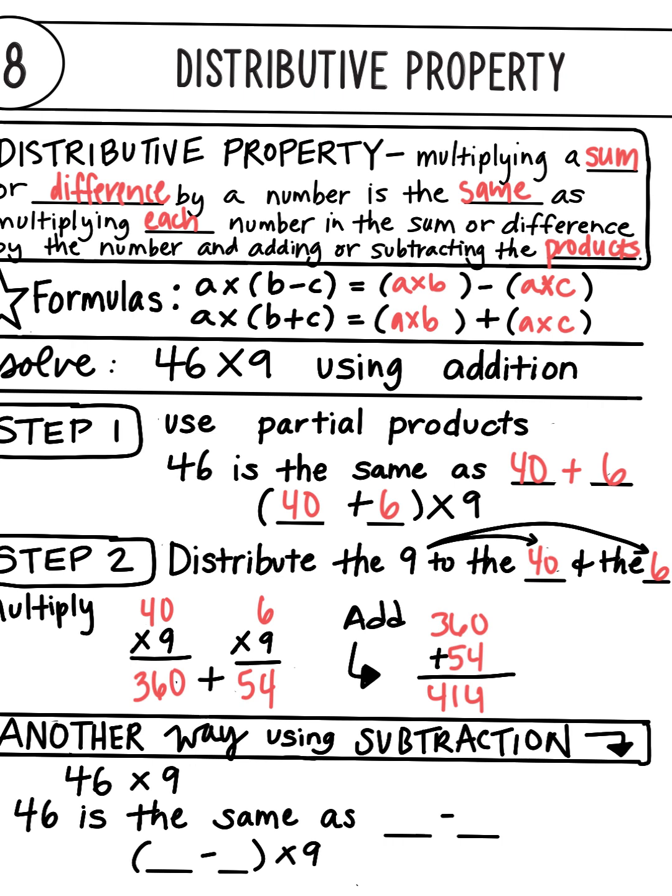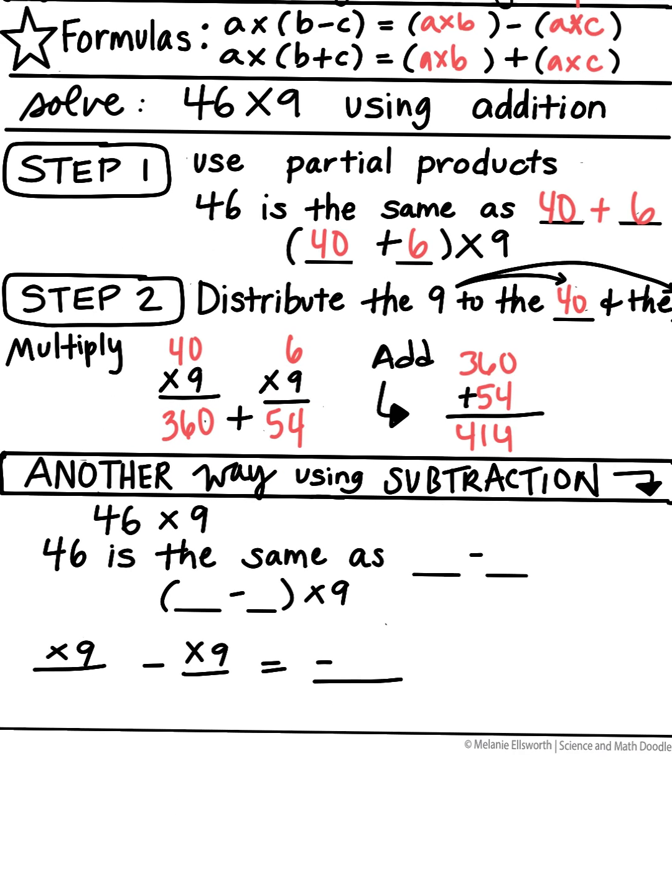Okay, did y'all follow? Did y'all stay with me on that? I'm breaking apart my number, and I'm distributing that 9 to the 40 and to the 6 and recombining again, okay? All right, another way is by using subtraction.